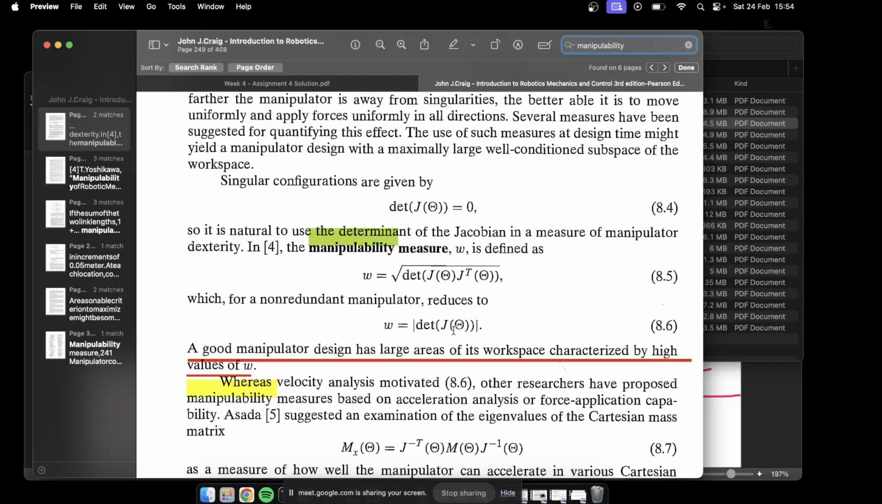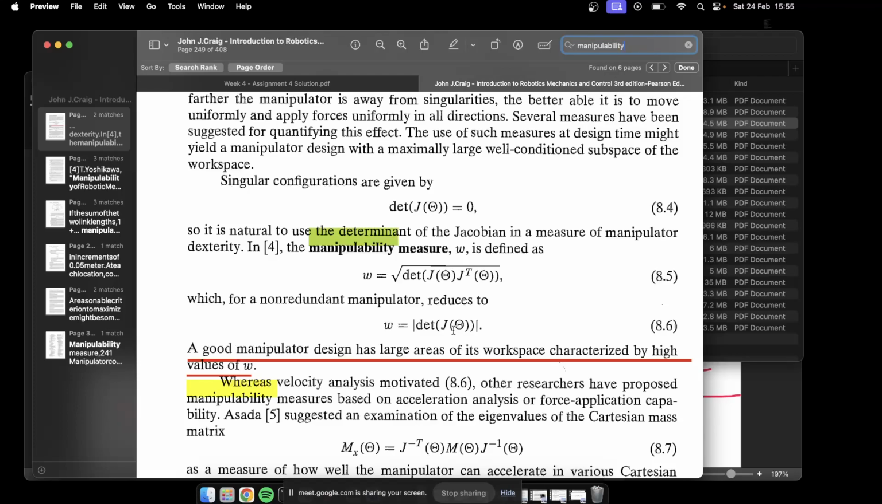And when will W be minimum here? So minimum can be 0, right? Because it's a mod, so the minimum it can go is 0. And it will be 0 when sine theta 2 will be 0, which will be the case when theta 2 is 0 or 180 degree. And again, interestingly, these are the joint angles at which the manipulator is at a singular configuration. So the manipulability is least, right, when the manipulator is in singular configuration.